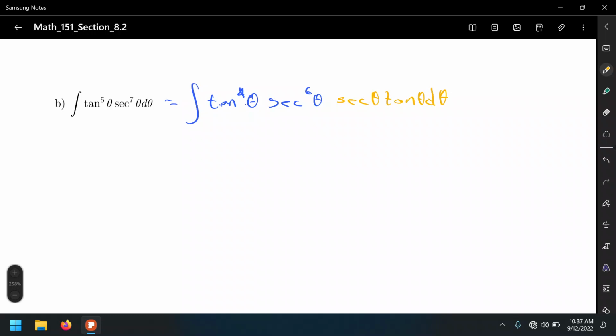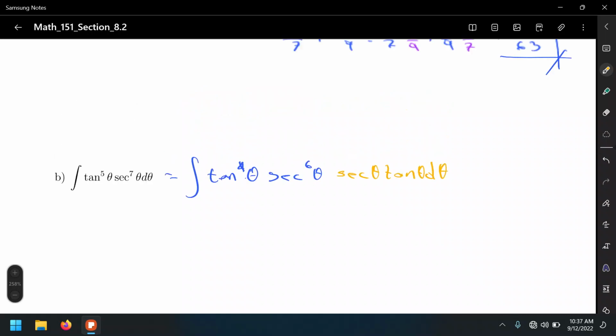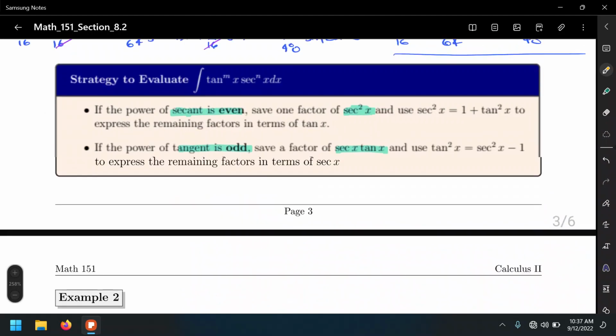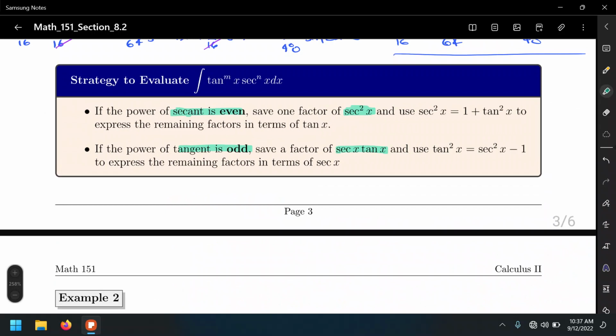And then from here we're going to use an identity. Which identity are we going to use? Let's go back to the previous page. We're going to use this identity here. We will replace tangent squared with secant squared minus 1.